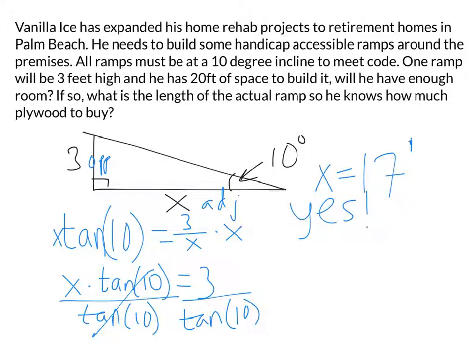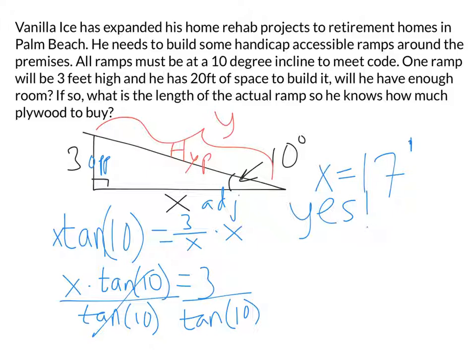But then it asks, what's the length of the actual ramp? Meaning, what's that length? Let's call that y. That's called my hypotenuse, right? Well, let's use what we were given. We're given 10 degrees, we're given the 3-foot height.